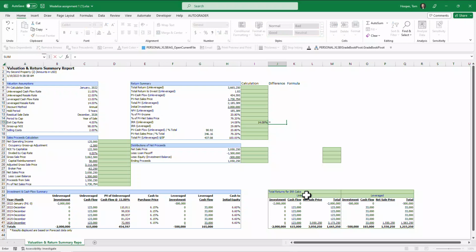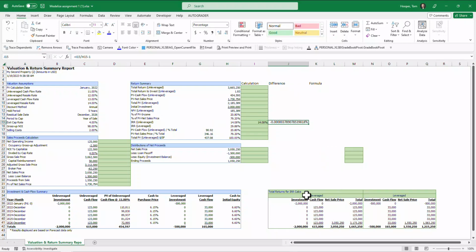If I took my answer over their answer minus 1, changed that to a percent, showed a lot of decimals, I won't use my shortcut for that because I have to repeat it many times, but showed a lot of decimals, I'd find out that I am as close as I can get within Excel's calculation. IRR is not an explicit calculation, so it's never perfect. We're off to a great start here.